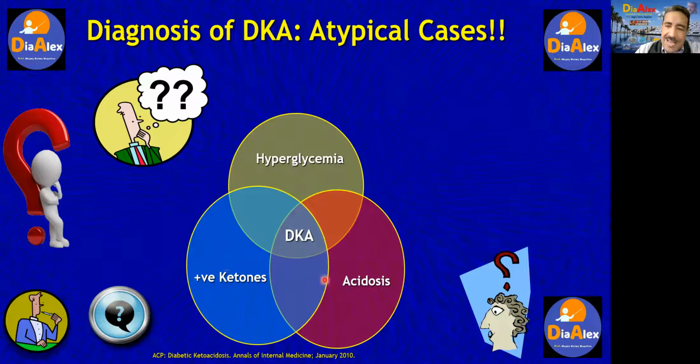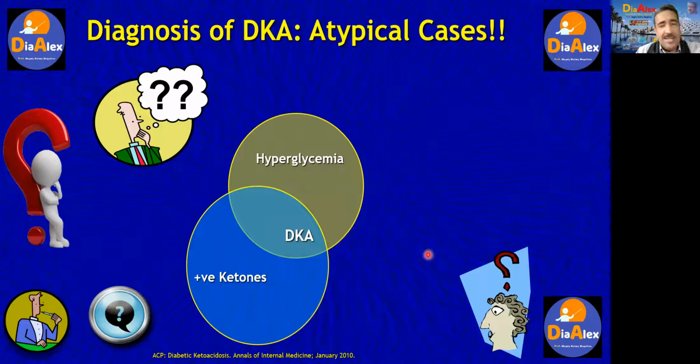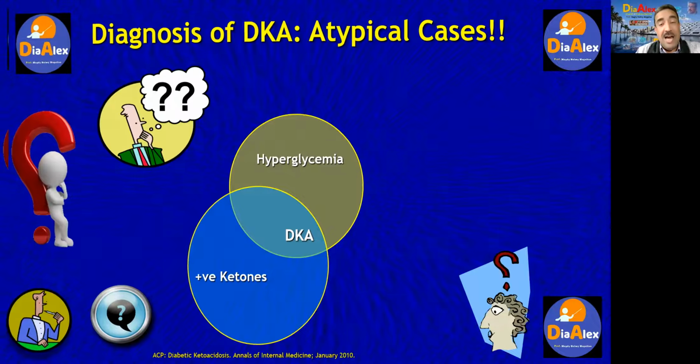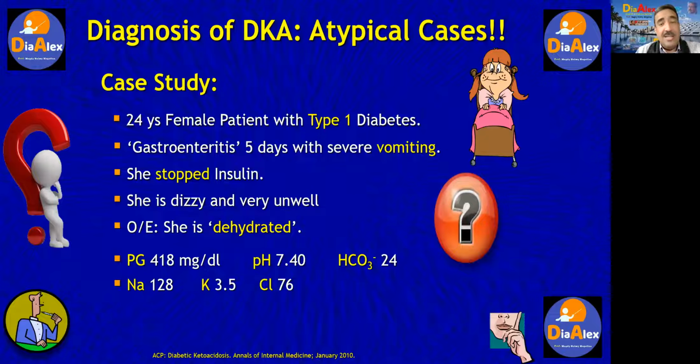And the question: can DKA present without evidence of metabolic acidosis? It seems to be a difficult or weird question. How is DKA without the A, without acidosis? But actually, the answer is yes. Sometimes DKA presents without evidence of metabolic acidosis. And to explain, let's see the story of this patient.